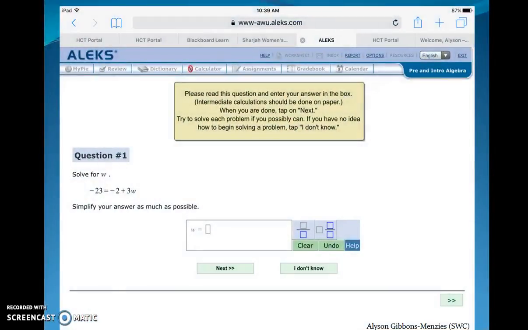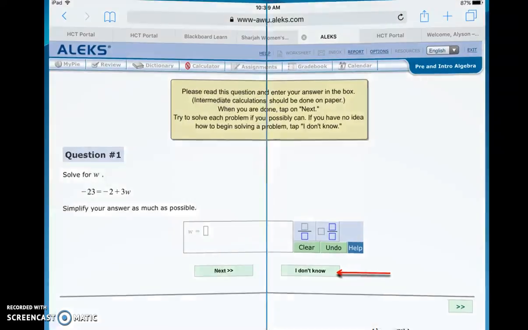So here's the first question. Work out the answer and write it here. Then click on Next. Now, if you don't know how to answer a question, you can simply click on I don't know, and your teacher will teach you later on in the course.